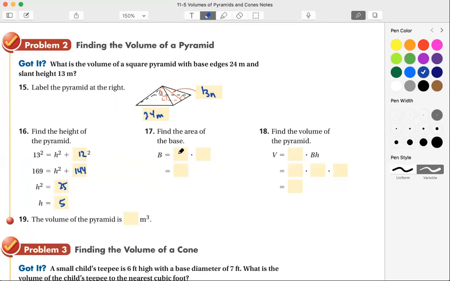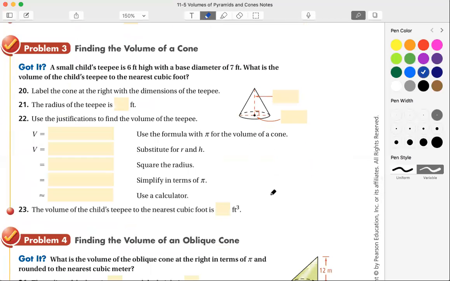So the area of the base here is 24 times 24, which is going to give us 576. And then the volume is 1/3 area of the base times the height. So 1/3, 576 times 5, and that's how we get 960. So the volume of this pyramid is 960 meters cubed.